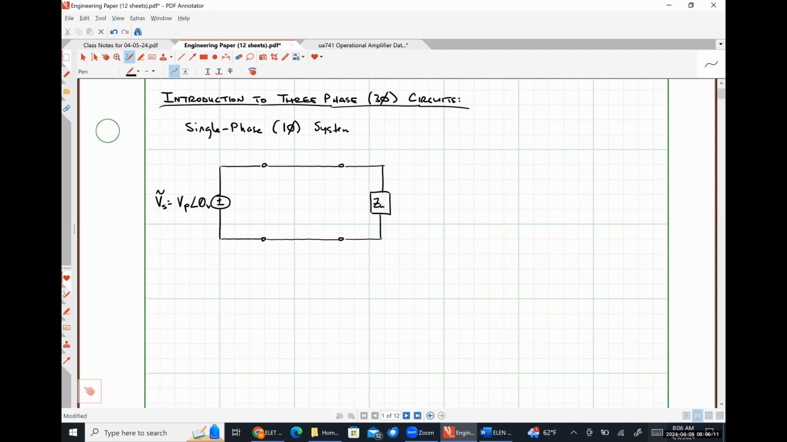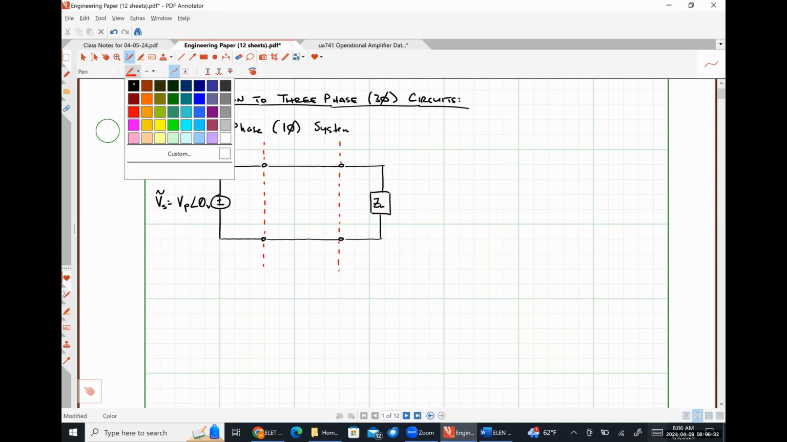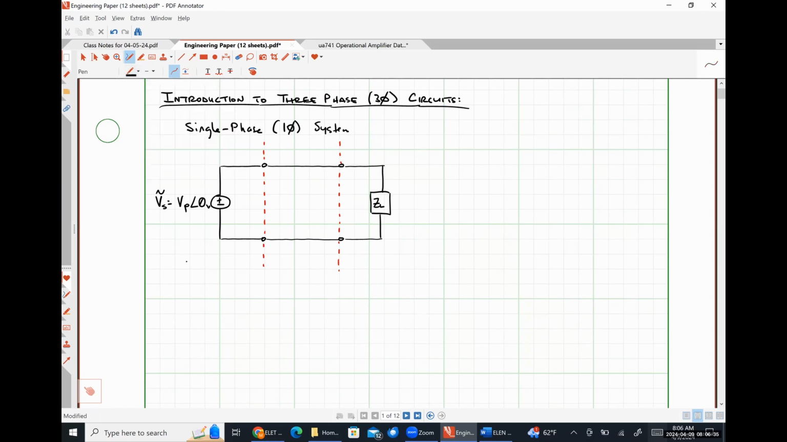So I'm going to subdivide this system up into distinct parts. Okay. And I'm going to do that by just putting these dashed lines here to kind of show what the different parts are. So over here on the left-hand side, we have the source portion of the system.